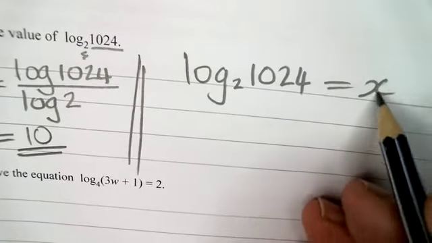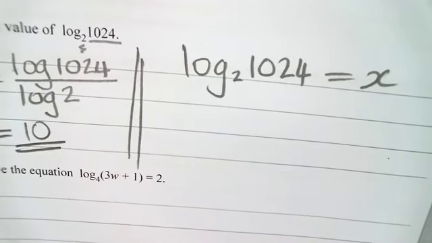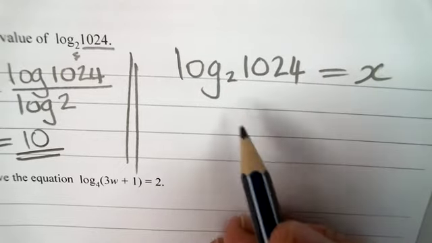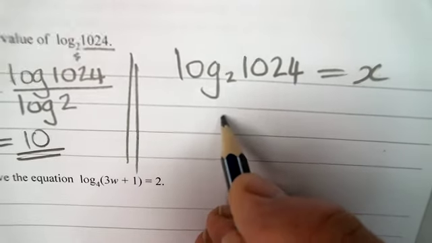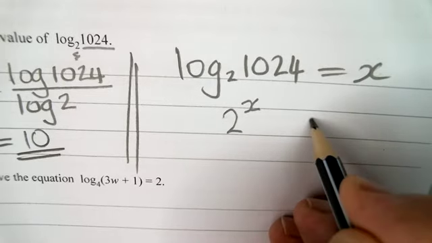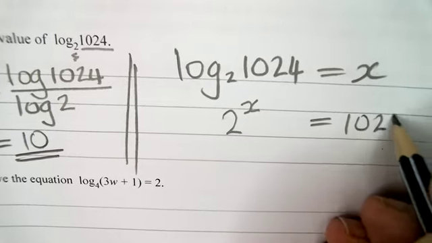And the thing we want to find is actually the power. It's the exponent. It's the index. So writing this in index form, we first of all write the 2, then 2 to the power of x is equal to 1024.